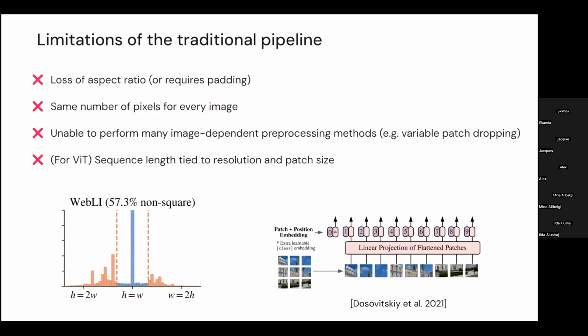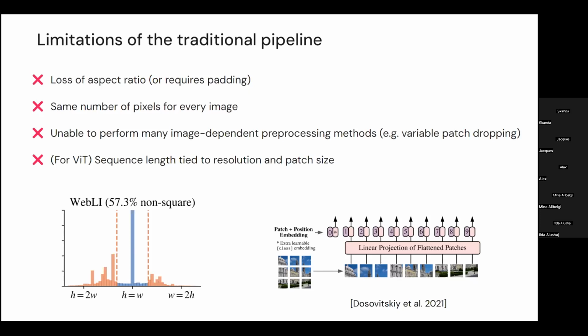But this style of pre-processing has a number of limitations. Firstly, you lose the aspect ratio, or you need to crop or pad your image so that it becomes a square without distorting it. Secondly, you process the same number of pixels for every image. So it doesn't matter if the image is a big canvas with lots of details in it, or it's just a very simple image, single object, you always process the same number of pixels, which seems suboptimal.